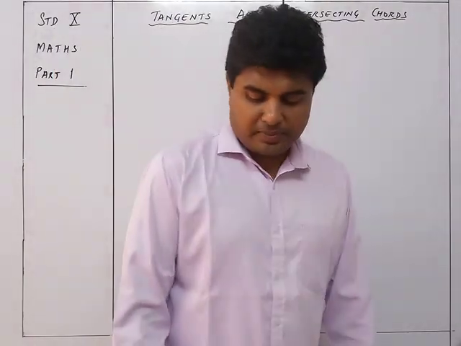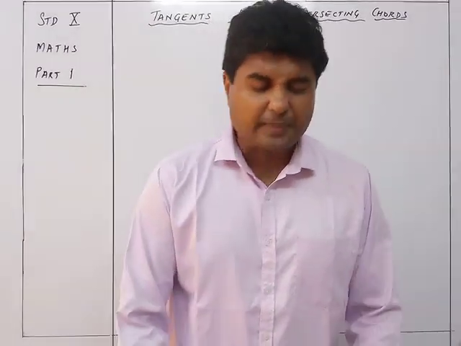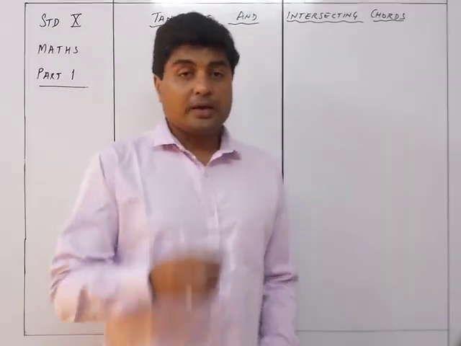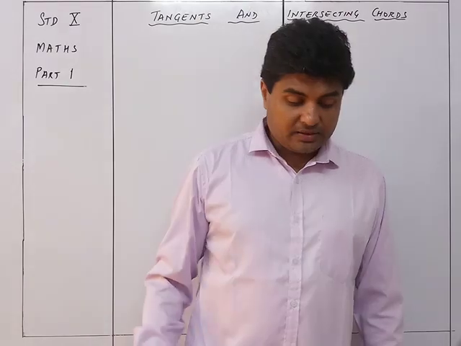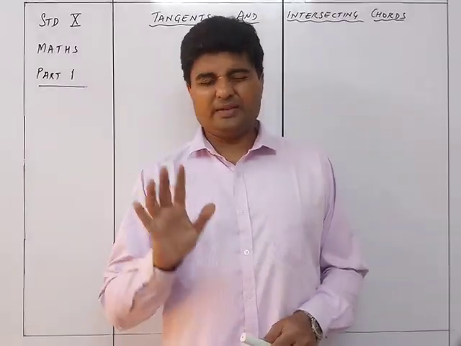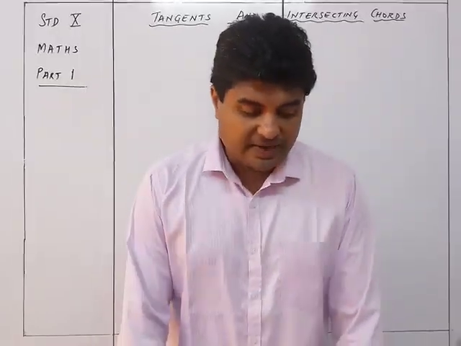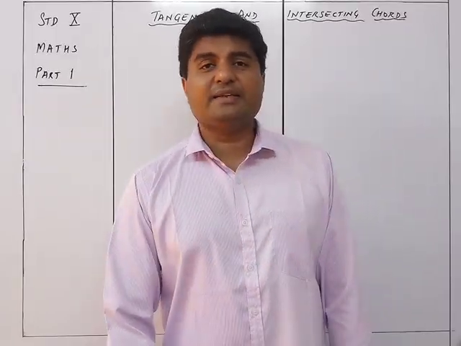So earlier we just completed the chapter Circles. That was chapter number 17 of Concise Mathematics Standard 10th. Now we are going to continue with chapter number 18 of the syllabus, that is Tangents and Intersecting Chords.